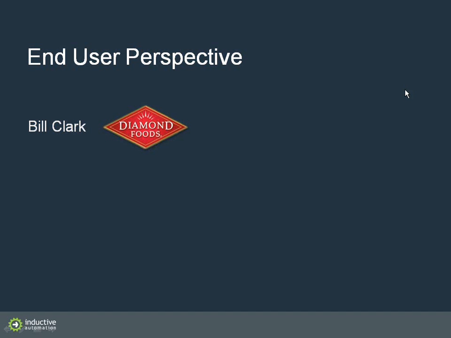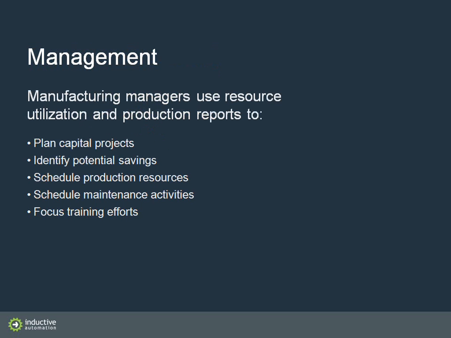But right now, I probably have 30 different users on the system that span maintenance, operations, quality control, and management. One thing that management needs is access to resource utilization and production reporting so that they can plan capital projects, identify potential savings, schedule production resources, schedule maintenance activities, and even focus training efforts.